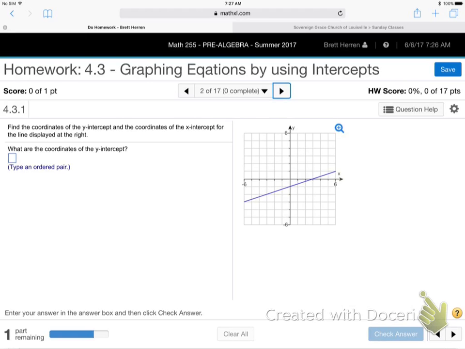There we go. Try that one. Find the coordinates of the y-intercept and the coordinates of the x-intercept for the line displayed at the right. Find the 2 intersection points and write them. Remember, every dot has 2 numbers, so write the 2 numbers for each of the 2 intercept points.